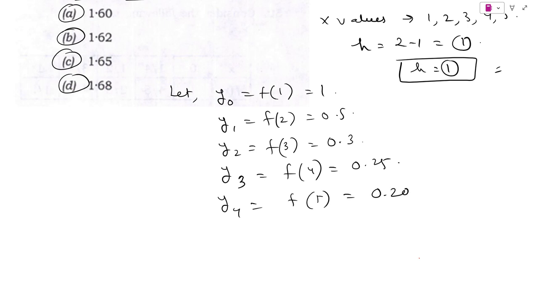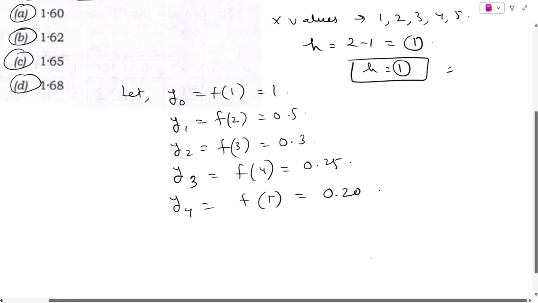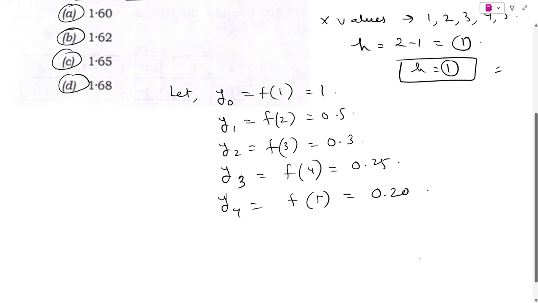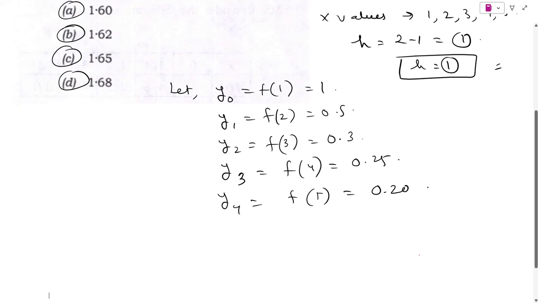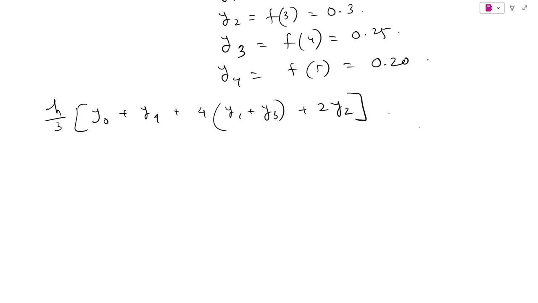Now apply Simpson's one-third rule using the formula: h by 3 into (y0 plus y4) plus 4 into (y1 plus y3) plus 2 y2. Substitute the values.